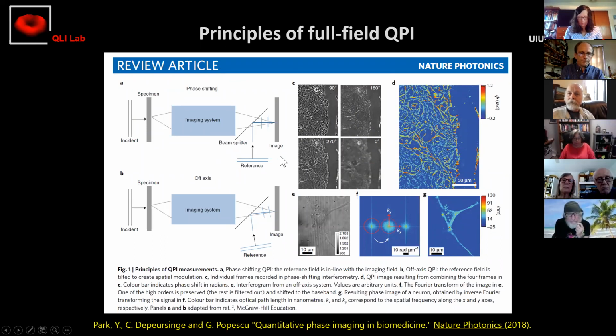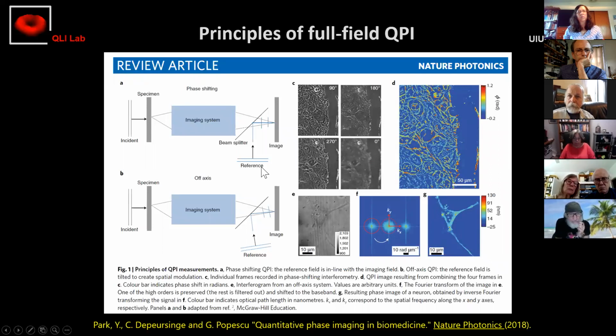So if we want to extract this phase map or delay map through a piece of tissue or cells, there are 2 main geometries that can be used. First of all, both of these approaches involve interference. So in other words, you need to use more than 1 beam of light. Interference means combining at least 2 different beams. One that went through the sample and one that didn't.